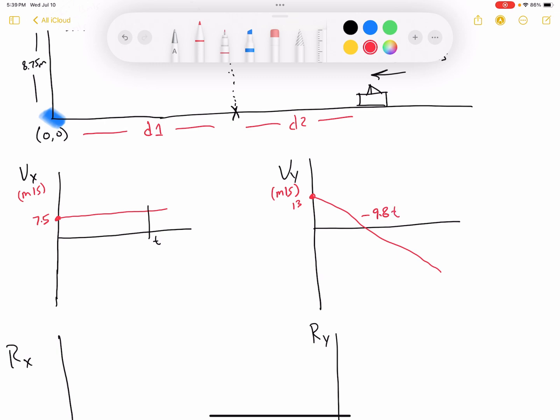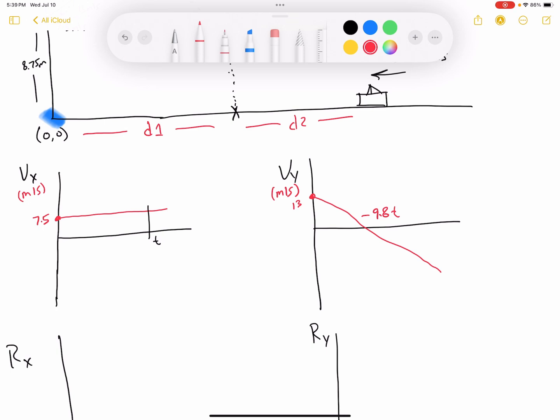So as time is changing, in 1 second it's 1 times negative 9.8. 2 seconds is 2 times negative 9.8. 3 seconds, 3 times negative, et cetera, et cetera. Okay, so that's the slope of this line. So it's negative, which makes sense, and it's not curved, so it's a straight line.